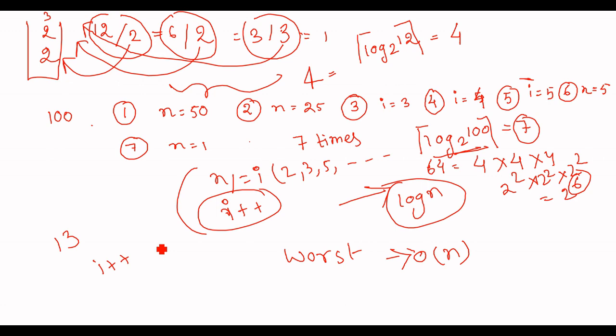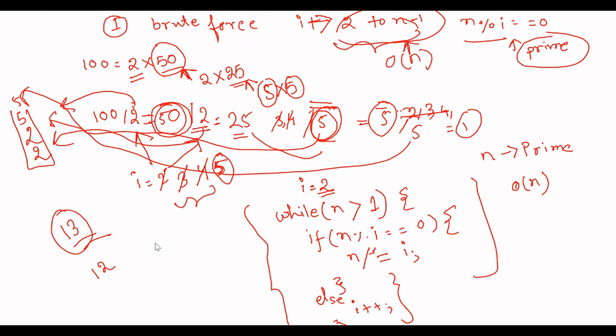So in the worst case it may go to order of n. Now here one slight modification we can do. We have started with 2 and we are giving i plus plus every time. That is fine. So after 2 it will become 3. But after 3 it will become 4. Does it have any role?